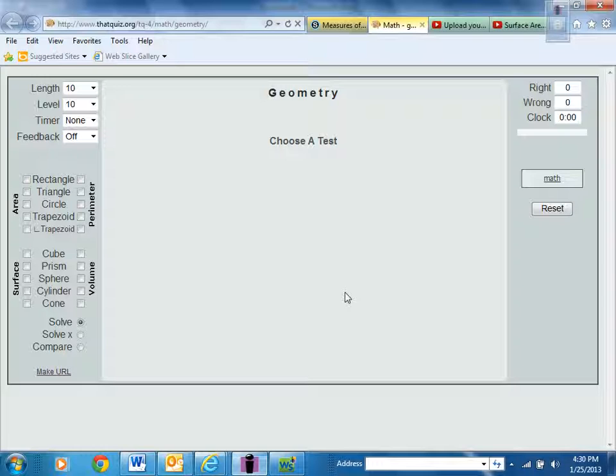Okay, this time what we're going to do is we're going to solve for x. Alright, so what they're going to do, they're not going to give us the radius. And so they're probably going to go ahead and give us what the surface area is, and we're going to have to find the radius.